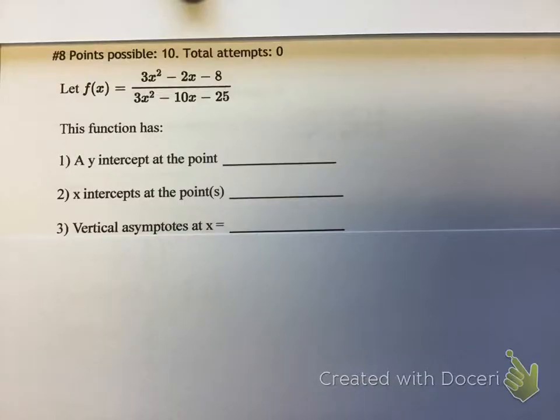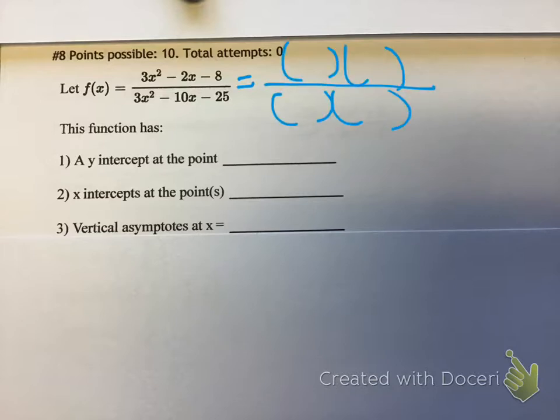Let's see. Okay, we got to find a y-intercept, x-intercept, and then vertical asymptotes. Probably the best approach here to look for those particular things is once again get this thing factored. So we'll just keep going until we got a bunch of factors going on with this stuff. Let's see here.